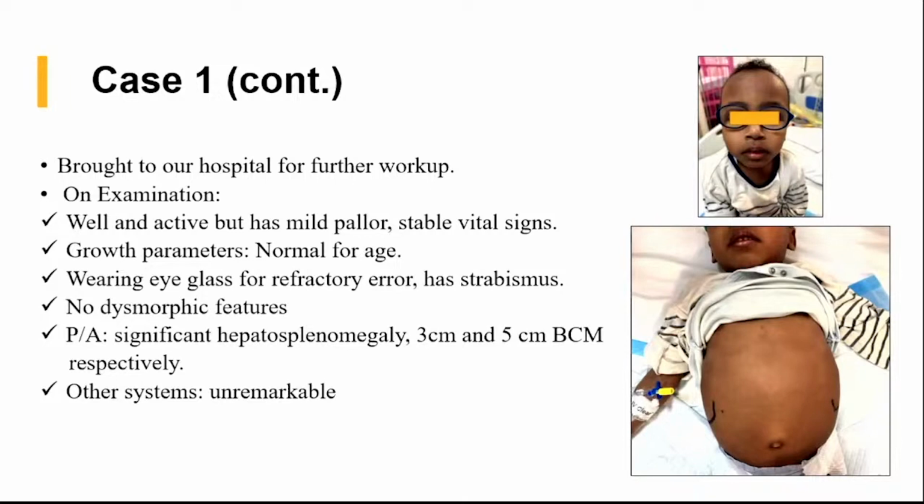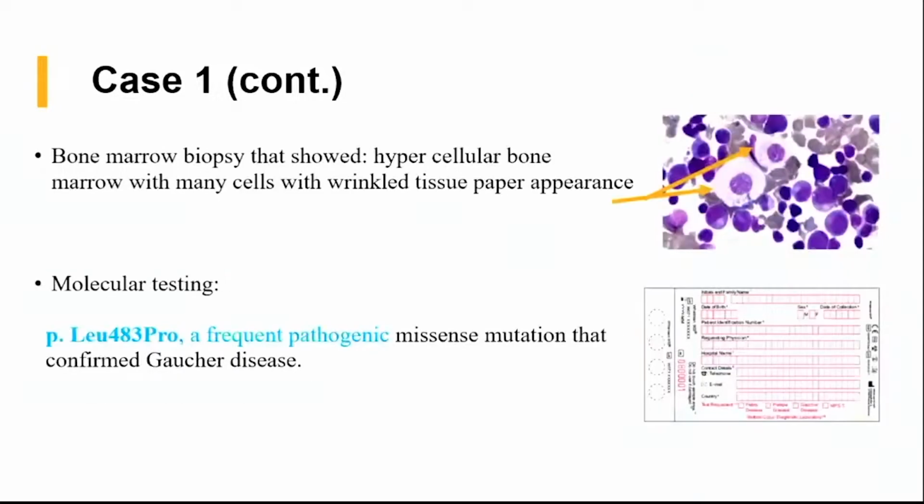No dysmorphic features, as you can see, but his abdomen looks distended. He has significant hepatosplenomegaly, 3 and 5 centimeters below costal margins, respectively. Other systemic examination is unremarkable. We did a bone marrow biopsy that showed hypercellular bone marrow with many cells with a wrinkled tissue paper appearance. You can see it at the arrow side, and this is what we call Gaucher cells.